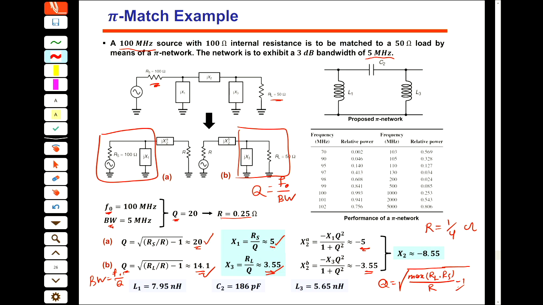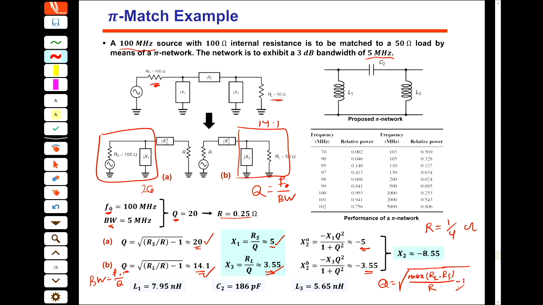The Q factor of this one is 20, for example, and the Q factor of this one is 14.1. But for the upper segment, it's 20, right? The higher one is less than 20.